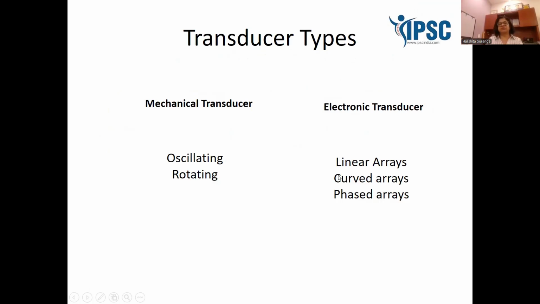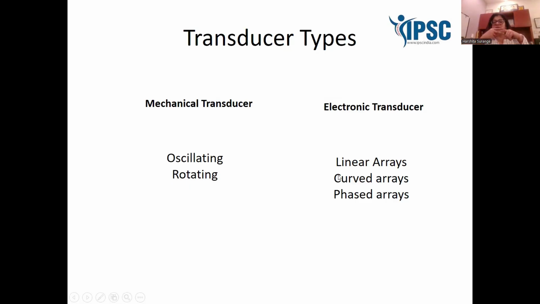So we've got two types of transducers according to the make: mechanical transducers and electronic transducers. The mechanical transducers are, as the name implies, of two types, oscillating and rotating transducers, in which the machine on which the piezoelectric crystal is implanted either oscillates or rotates to stimulate the piezoelectric crystal to emit the ultrasound beam. Then we've got the electronic transducer, in which we have two layers of electrodes between which the piezoelectric crystal is placed.